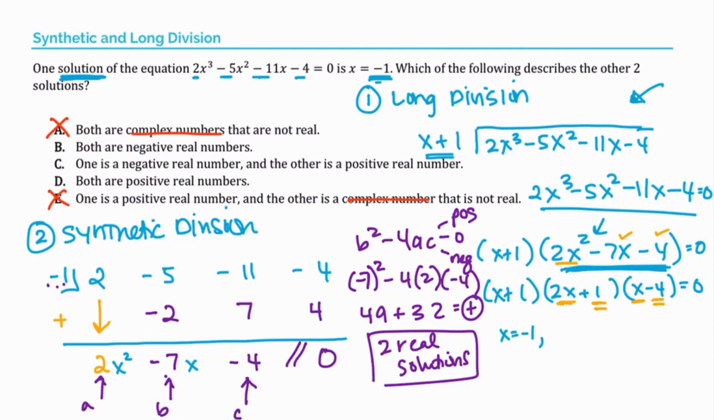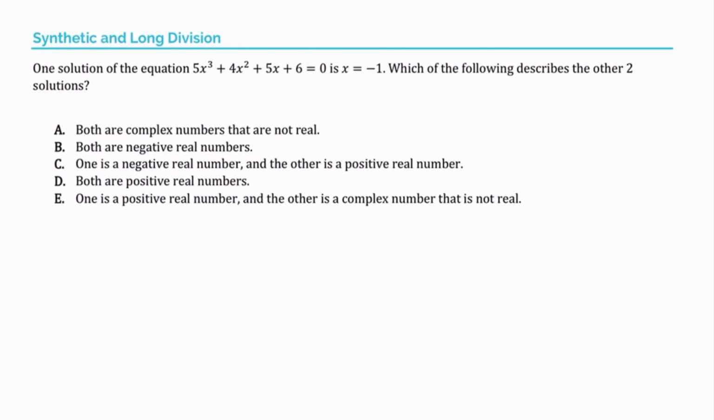We already knew that though, but from the other terms where we use synthetic division to simplify, we get that x is negative 1/2, and we get that x is 4. So of the additional answers, one of them was negative and one of them was positive. So it looks like the correct answer is C. Oh my gosh, so much work.